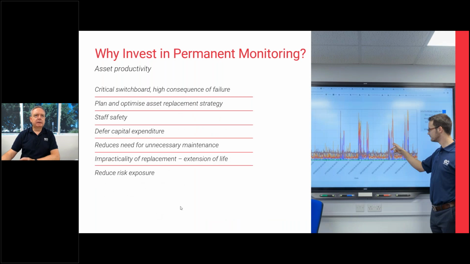So people are tending to put the permanent monitoring on more critical switchboards, any high consequence failures, where there is staff safety. So if people are working in a substation for a period of time, then maybe permanent or temporary monitoring on that while it's happening. And just reducing the risk exposure on older plants when you're trying to extend the life of that plant. All these are reasons why people are starting to move more towards permanent monitoring.